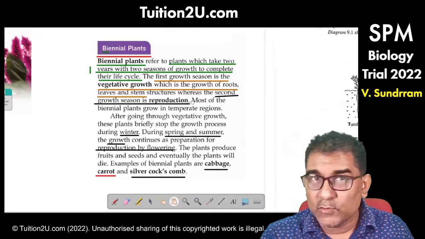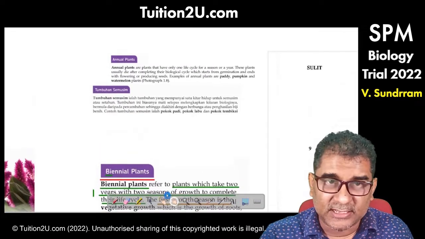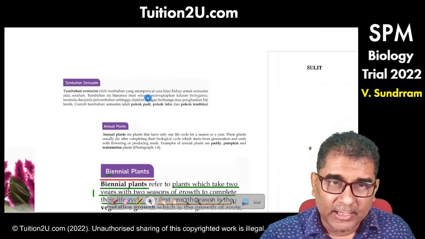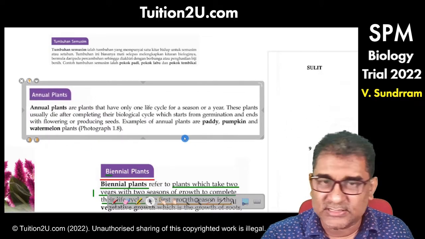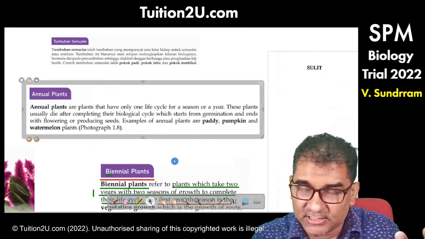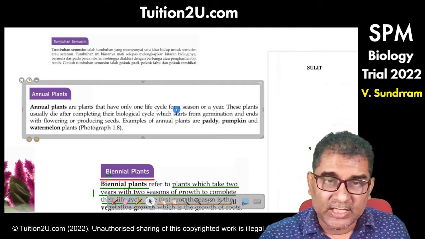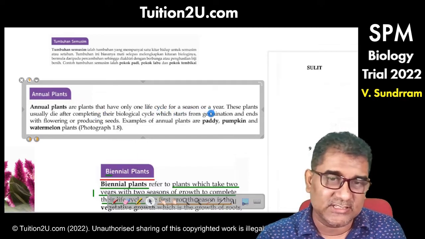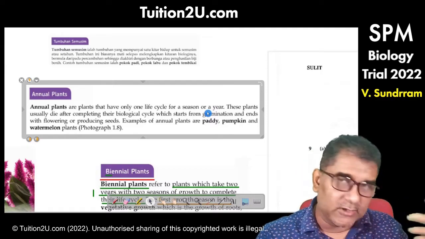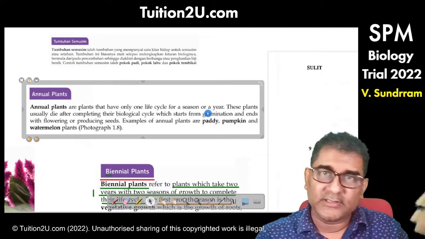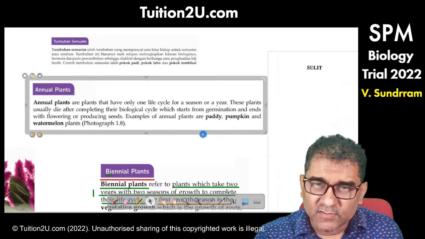If it's an annual plant, if you check the textbook for the annual plant explanation, they complete the life cycle in 1 season. This is not in the question, but we are taking it as revision. So they have only 1 cycle or 1 season. Within 1 year, within 1 season, they grow, they reproduce, they die. So not much of an explanation.